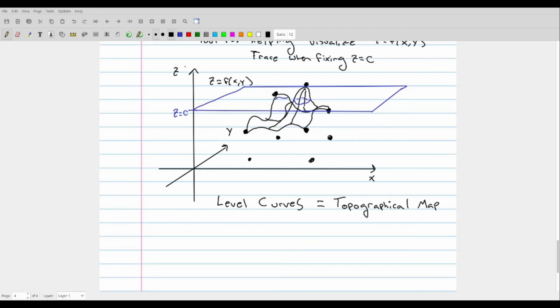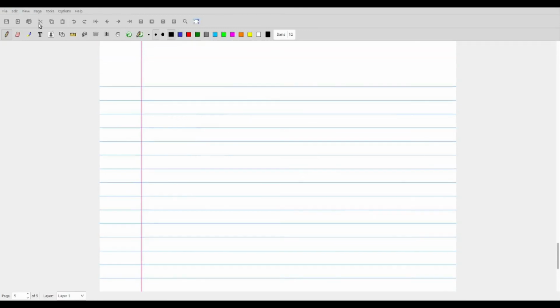But the idea is that we can do this for any function, no matter what the function is, and use this to visualize the level curves of our function. We'll look at a couple examples.